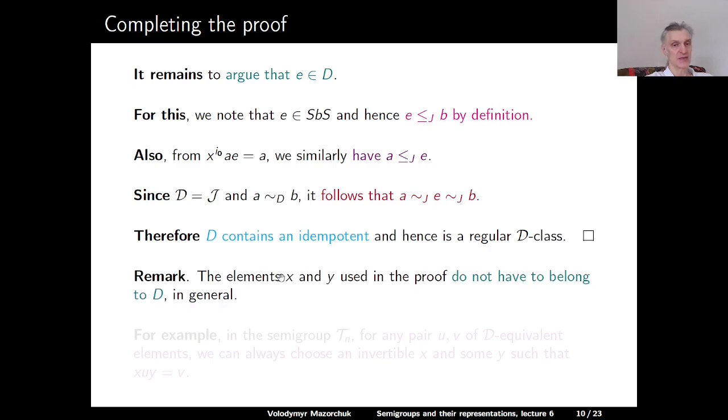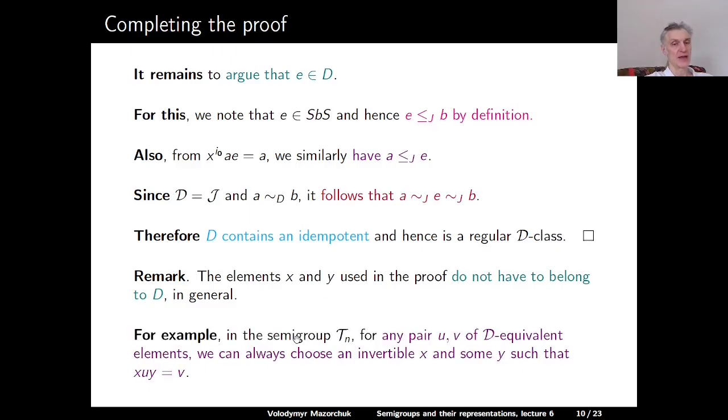Let us note that the elements X and Y, which we used in the proof, do not have to belong to our D class D in general. For example, for the semigroup Tn, for any pair U and V of D equivalent elements, we can always choose an invertible element X and some Y, so this Y doesn't have to be invertible, but in many cases it also can be invertible, such that X U Y is equal to V.